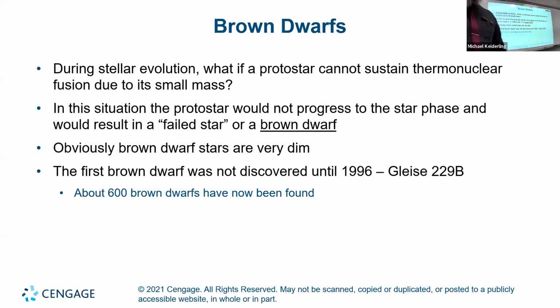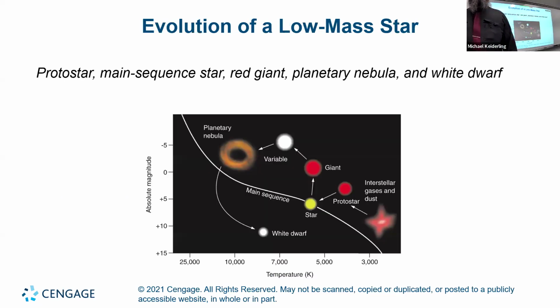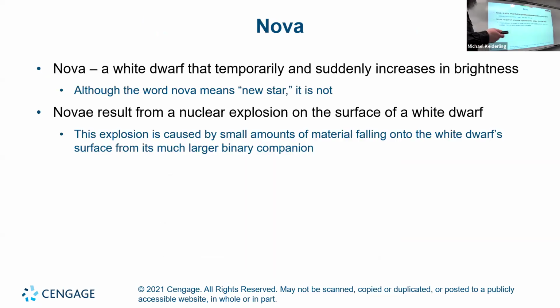And the first brown dwarf was not discovered until 1996. And that is Gliese 229b. About 600 brown dwarfs have now been found. But they're all small, dim stars. And the evolution of a low mass star goes protostar, star, giant, variable, or red giant, planetary nebula, white dwarf.